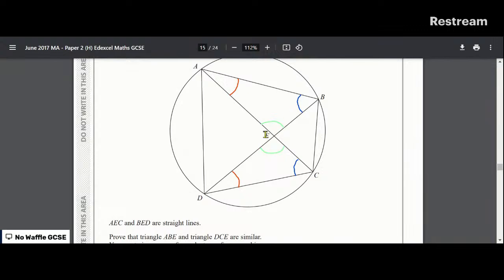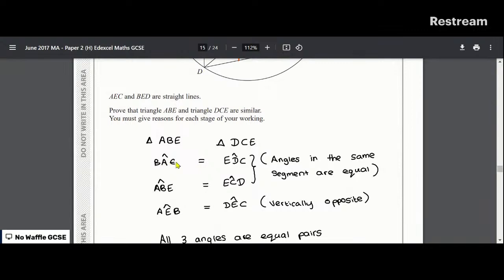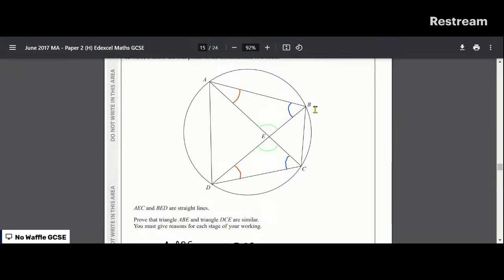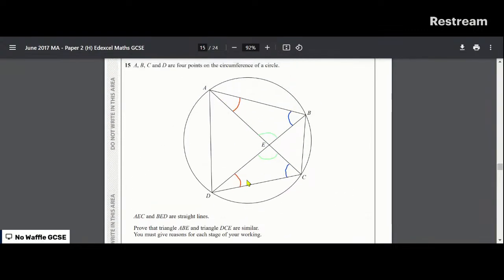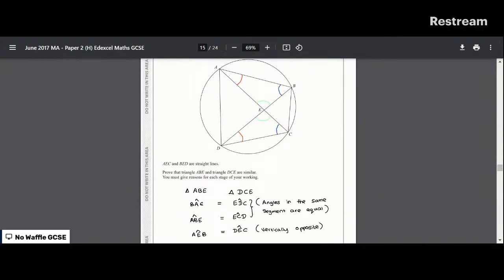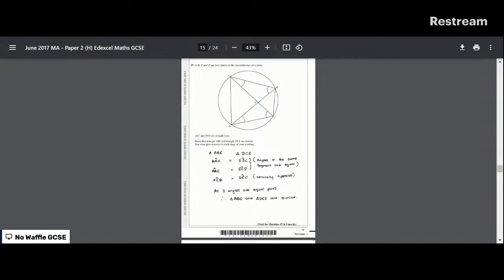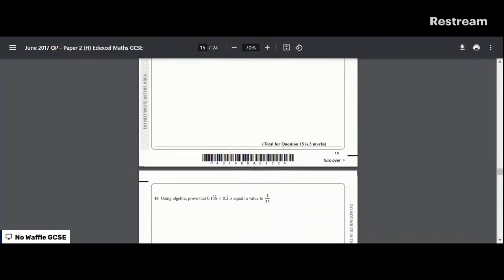This angle here, AEB equals DEC because of vertically opposite. Then BAE equals EDC because angles in the same segment are equal. So BAE and EDC, and therefore, that also applies to these angles there. And yeah, it wasn't too difficult. It was just about highlighting that the question is asking to show that they're similar, not necessarily that they are congruent. Okay, let's move on to the next question.